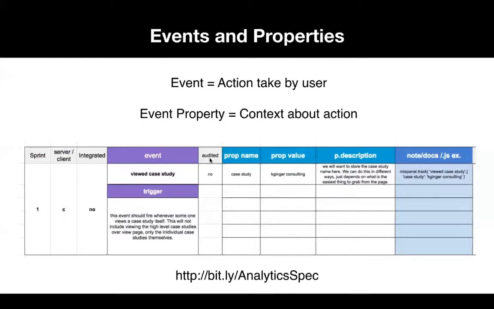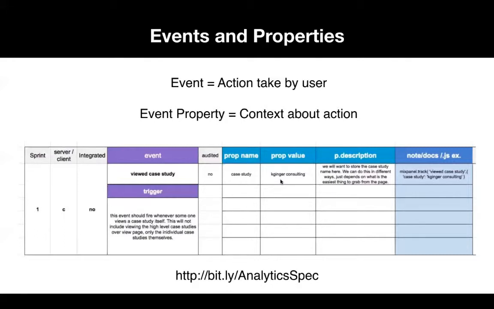I'll skip over the audit part. We'll come back to that later. But you'll notice that we do have property name and property value. Now, these are going to be the event property name and the value of that. For example, the name is going to be the category in essence of what it is. So when we think about this, we need to say case study, for whenever we want to know what type of case study they actually viewed, or whose case study they viewed. So the property name is case study, and the value is going to be K-Ginger Consulting, because that's the actual case study they had viewed.